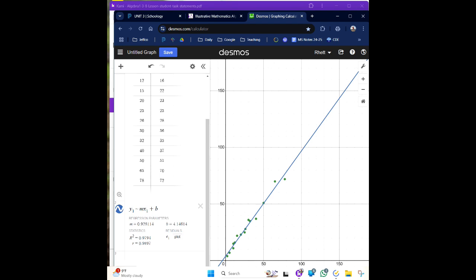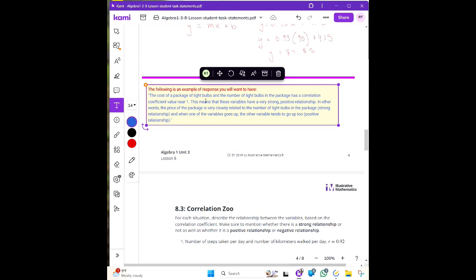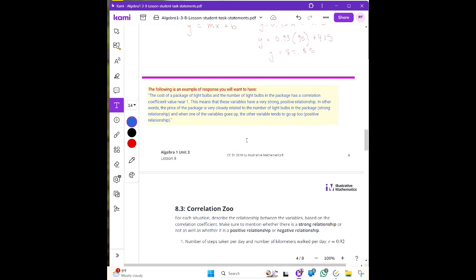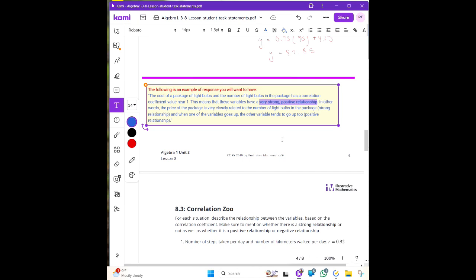So let's see, sorry about that. Let's go back here. What I've done is, up here, I'm giving you an example of the type of response that you should have when you are describing the relationships. So just an example: the cost of a package of light bulbs and the number of light bulbs in the package has a correlation coefficient value near 1. Okay, so you're going to want to include that. This means that these variables have a very strong positive relationship. That's something you're going to want to put in your responses for 8.3.